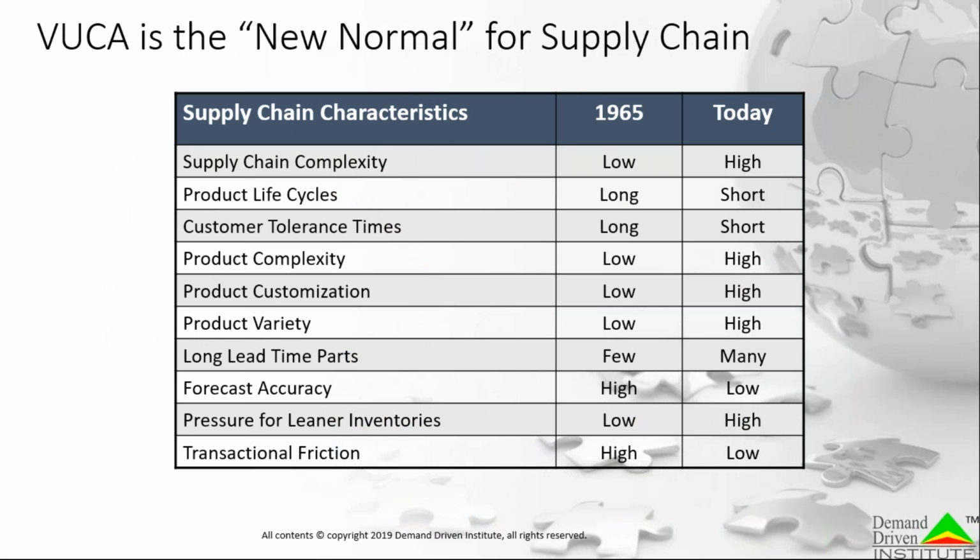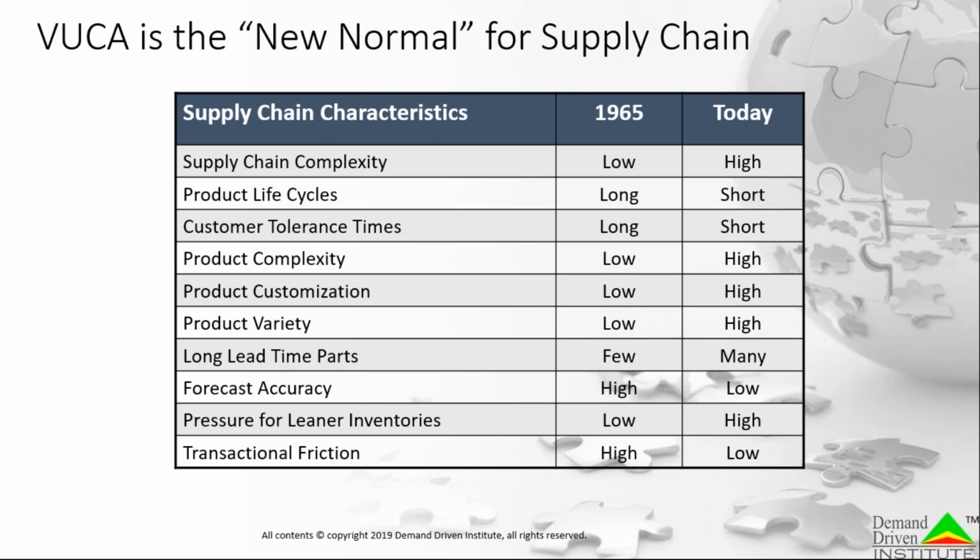If we look at supply chain characteristics back in 1965, we see all these different characteristics between complexity and life cycles, tolerance times, customization, variety. We see all that was a completely different picture in 1965 than it is today. It's night and day. Now, why did I pick the date 1965? I picked the date 1965 because in 1965, we have the first acronym of MRP. That's actually when we developed the acronym of MRP.